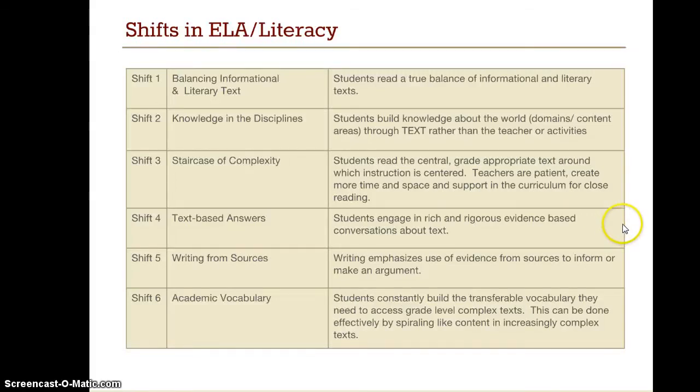So we want to make sure we address that and start looking at our questions with our study guides, our outlining questions, our structured note questions, and quiz questions and test questions, and making sure that we are pushing the students to go back to the text and support their claims.